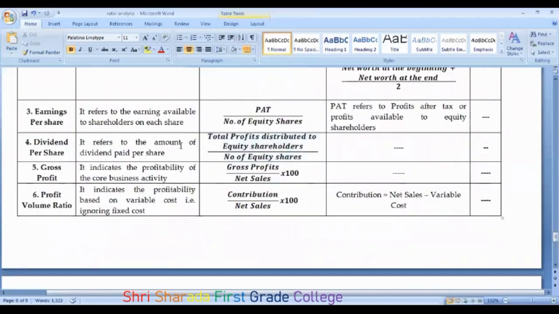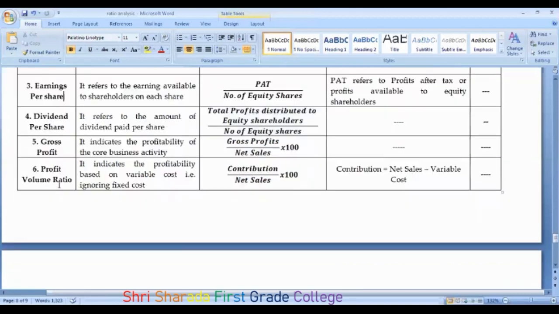Dividend per share refers to the amount of dividend paid per share. So out of the per share value, what dividend is paid by the company will be calculated here. That is, total profit distributed to equity shareholders will be compared with the number of equity shares. Gross profit will be compared with the sales, which will be multiplied with 100.